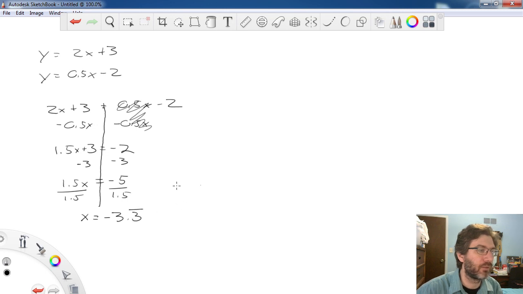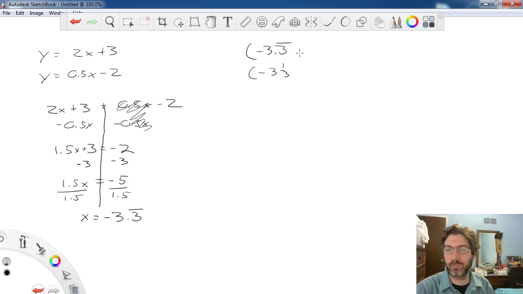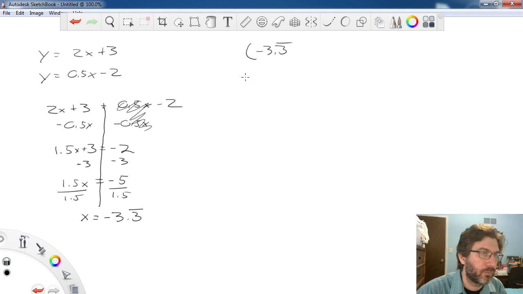-3.3 repetend. And again, that repetend just means the 3 goes on forever. So there's your x value. So I know my x value is -3.3 repeating. Or you could say it's -3 1/3. If you're happy with the fractions, it doesn't matter. I'm going to keep it as a decimal.